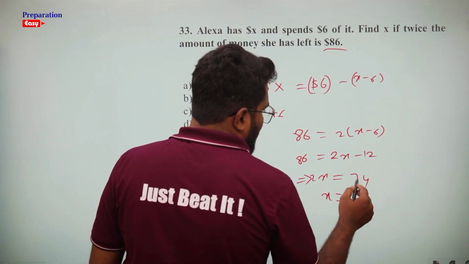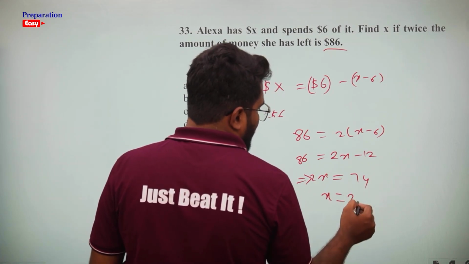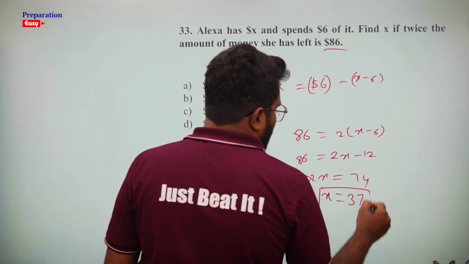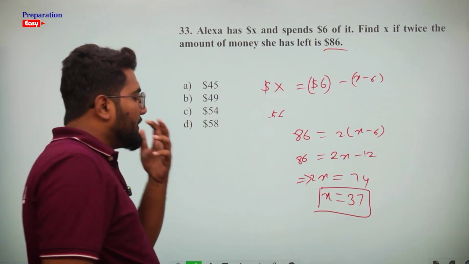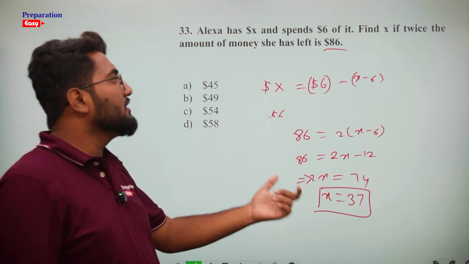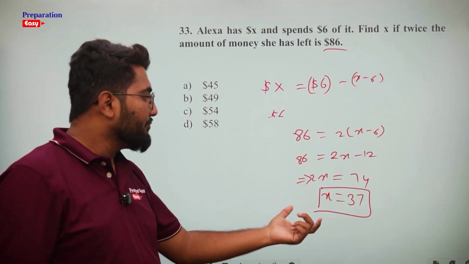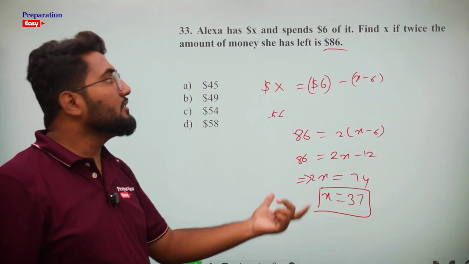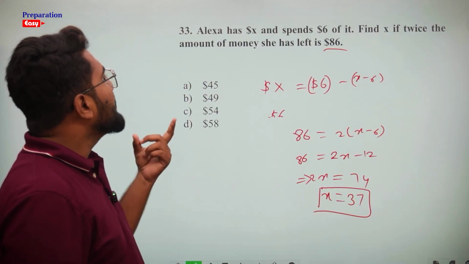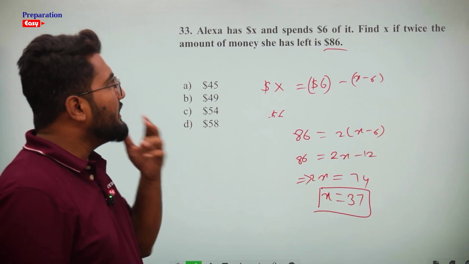2 1s are 2, 2 2s are 4, 2 3s are 6, then 14, 7. Yes, 37 is correct. So how much money she left with? She left 37 rupees. Okay, she had left 37 rupees. Find x if the twice amount of money she has left is it.